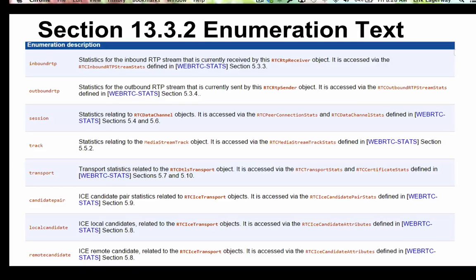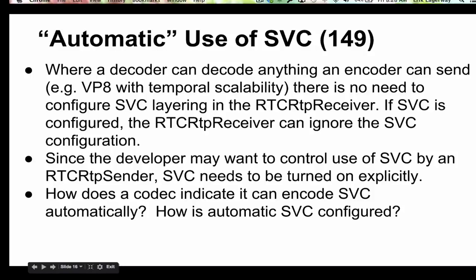There are statistics kept on the candidate pairs that relate to the RTC ICE transport objects. You get to that through the RTC ICE candidate pair stats. And then you can get to the local candidates and remote candidates through the RTC ICE candidate attributes. So I think that's the correct mapping of this enumeration to the various statistics and objects. I don't know if Varun is here and wants to comment, but this is what we're proposing to put in. Okay, doesn't seem to be here.